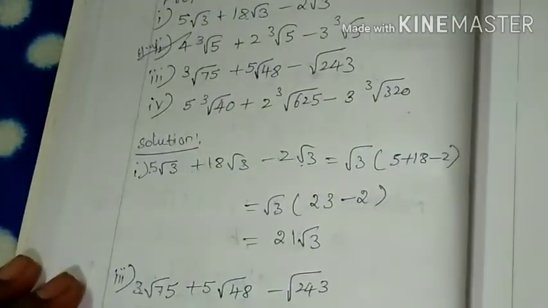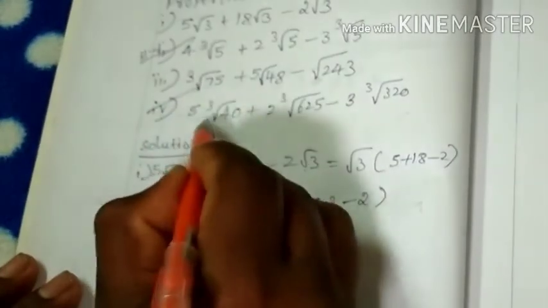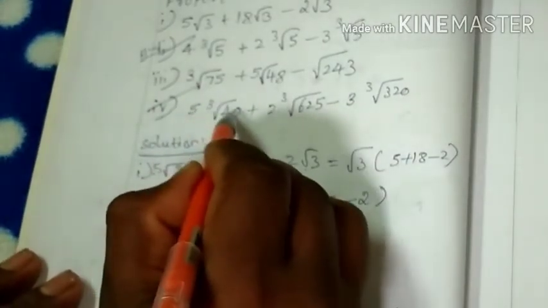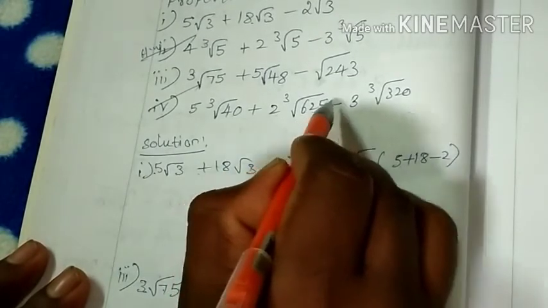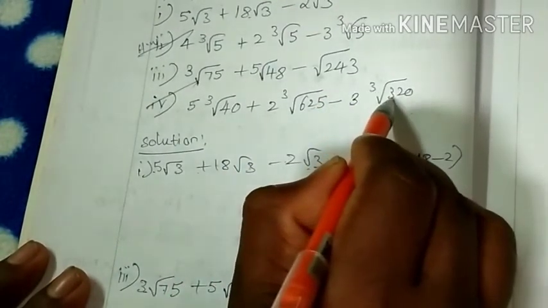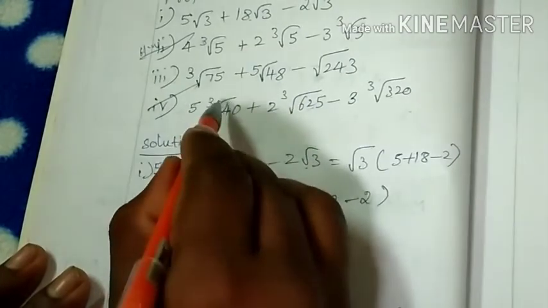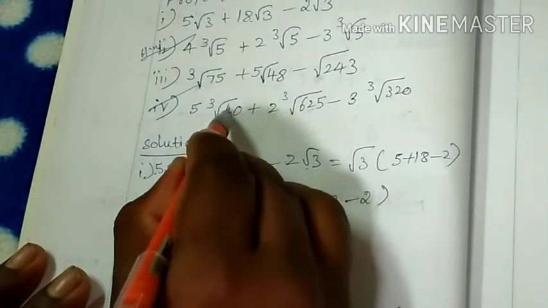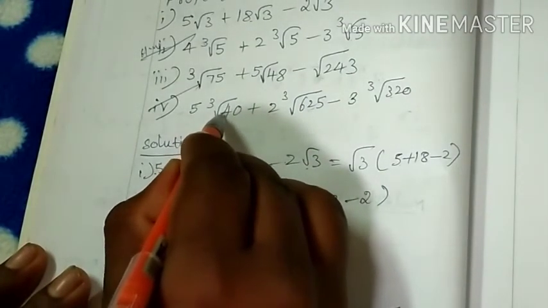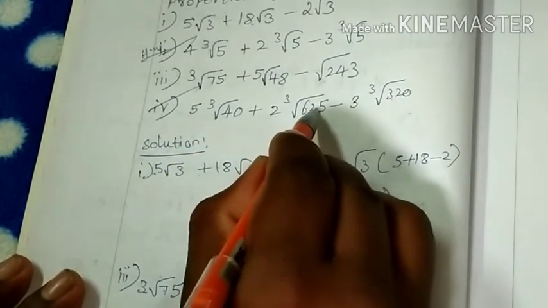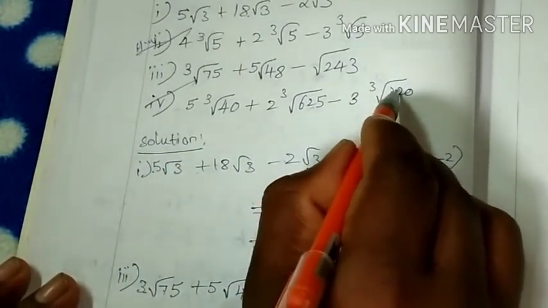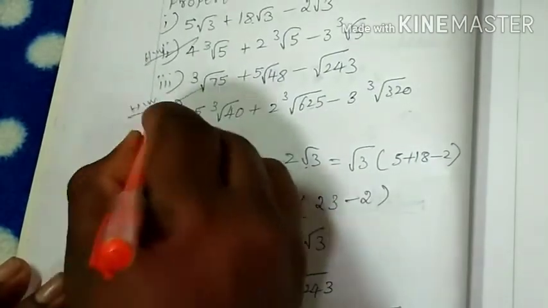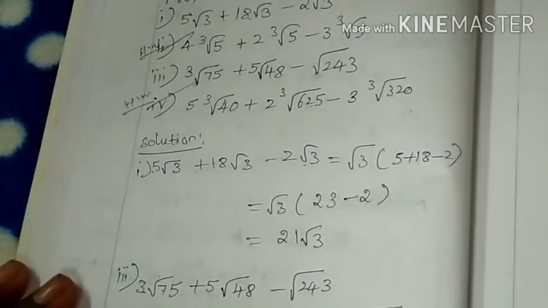Okay, in this slide you do the fourth question. This is 5 into the cube root of 40, and 2 into the cube root of 625, and 3 into the cube root of 320. So now you split each value into a cube number and another number. Split the cube value out of each number. Okay, this is your homework. That's all.